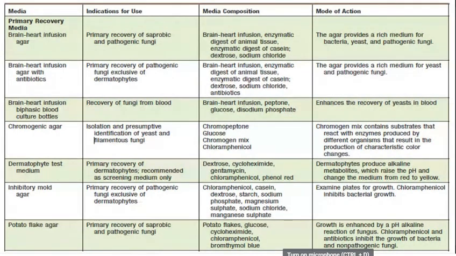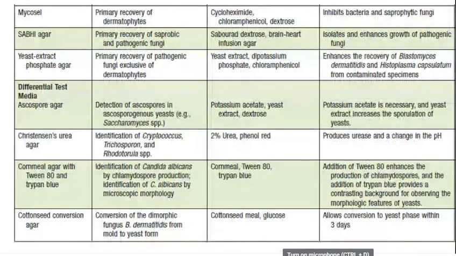Anyway, I will send you the PowerPoint naman. So still you have to get into this. Konti din lang yung mga media na yan. So, differential test media, you have your ascospore, your Christensen's, which you will use with your urease test. You have the cornmeal. Also, this is for the identification of Candida albicans.